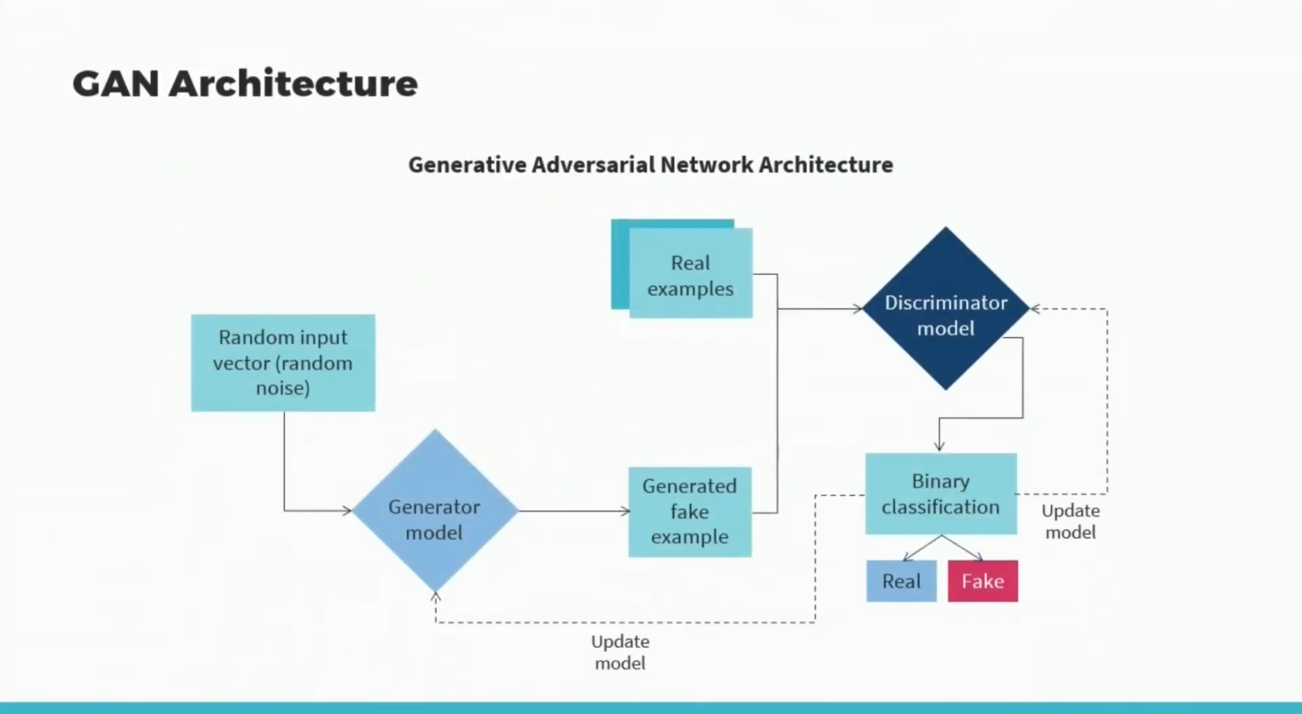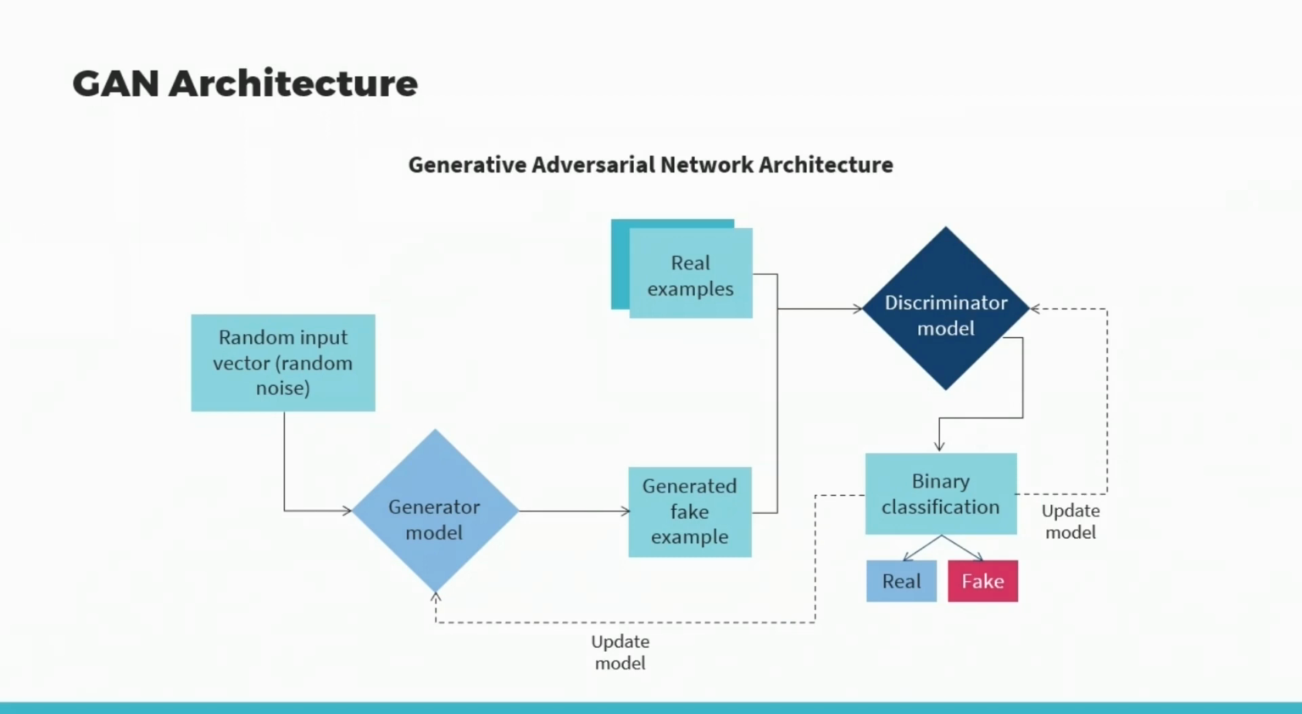Now here's where it gets interesting. If the generator and the discriminator are competing against each other, they're also helping each other get better at their respective tasks. Here's how they do it. You get some random input vector that contains some random noise. You pass that along to the generator model. The generator model is going to create some generated fake example images, and they're going to mix them with the real examples, which is our training data. Once they're mixed together, we're going to pass them along to the discriminator model.